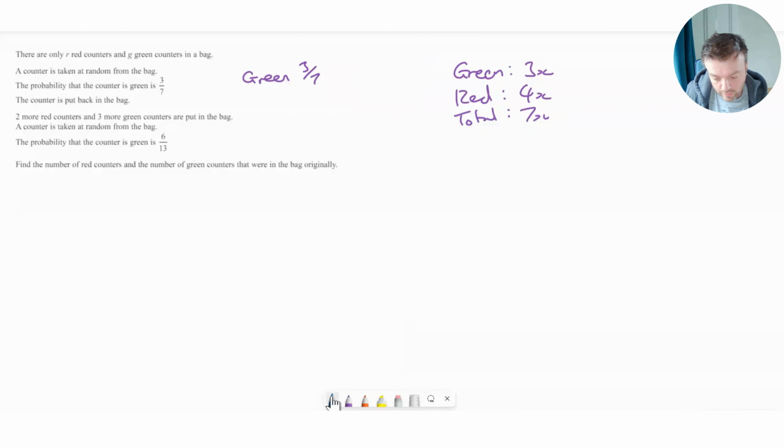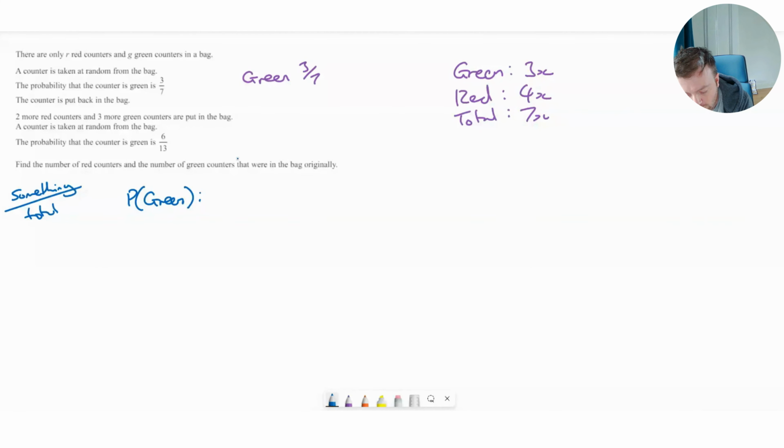The next bit we'll have a look at is that there's 2 more red counters and 3 more green counters put into the bag. The probability that the counter is green is 6 over 13. So we're interested in the probability of it being green, so we could write it like that. Now, this isn't actually as bad as I first thought when I read the question. When we're thinking about probability, we're thinking about the something over the total, same way as we would with a fraction.